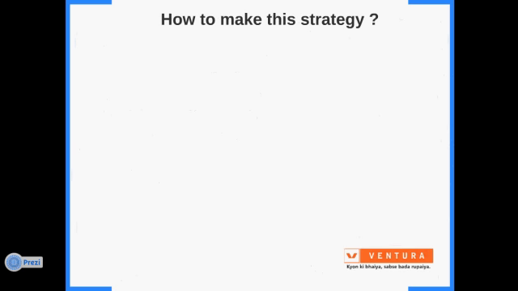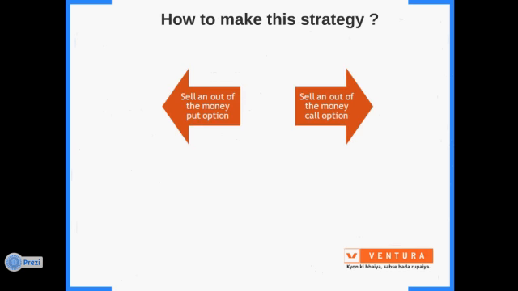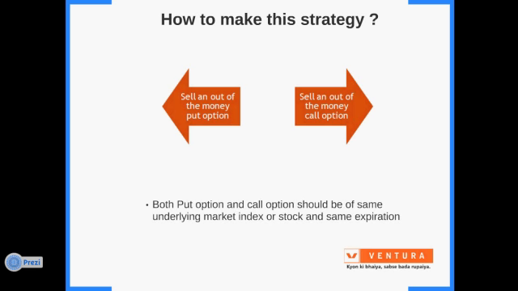Here's what you need to do to create a short strangle. You sell a put option on a particular stock or index at a strike price that is out of the money, and simultaneously, you sell a call option that is out of the money as well. You make sure that both these options have the same maturity date.